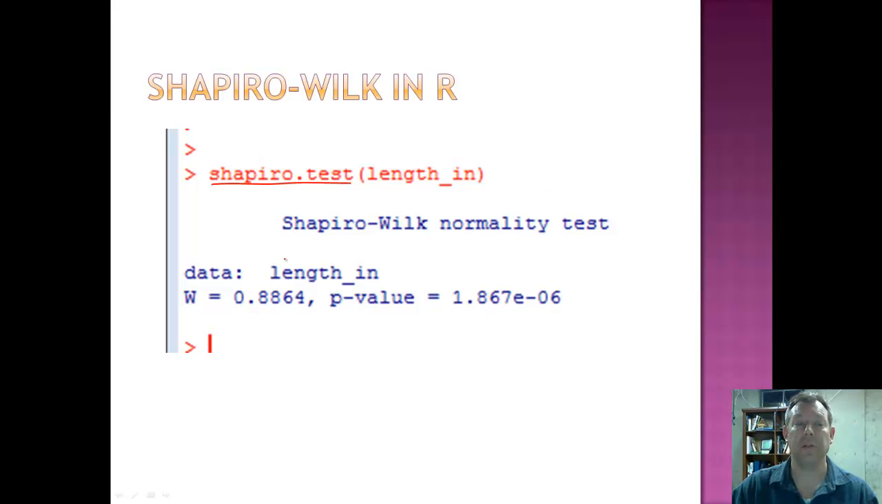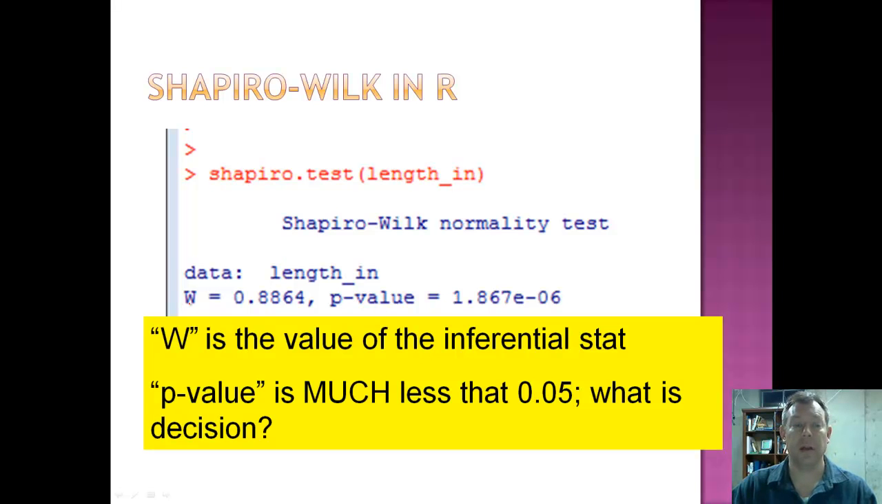And here are the results. It's just that simple. You'll see that it gives you a value for W. W is the value of our inferential stat. So the Shapiro-Wilk inferential stat is identified by W. And it's just like when we do a t-test, the inferential stat is t. Or a chi-squared, it's chi-squared. So that's all that is, right? That doesn't tell you much.